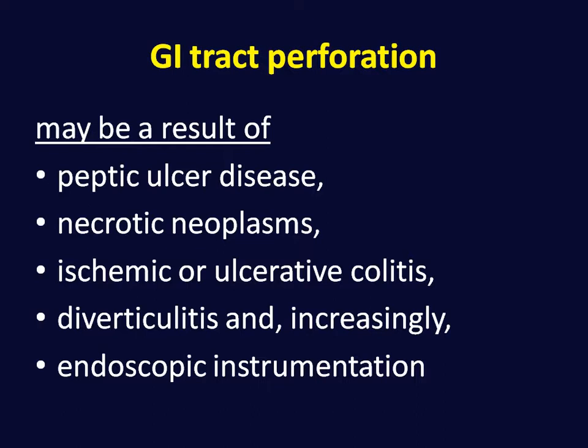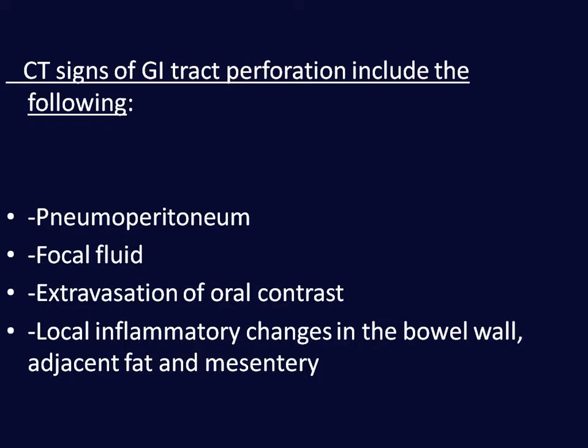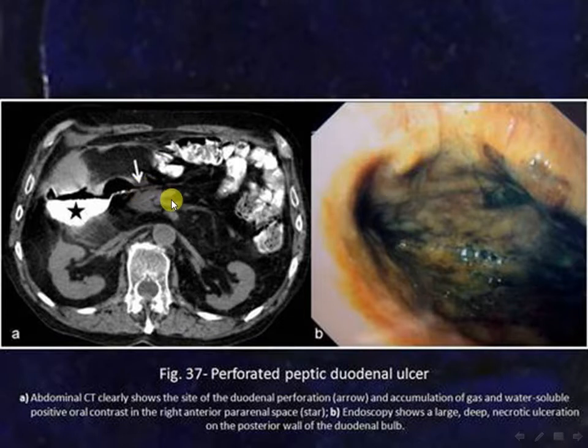GI perforation may be a result of peptic ulcer, necrotic neoplasms, ischemic or ulcerative colitis, diverticulitis, and increasingly endoscopic instrumentation, resulting in pneumoperitoneum, focal fluid collection, extravasation of oral contrast, and local inflammatory changes in the bowel wall, adjacent fat, and mesentery. For example, you can see here there is a perforation of the duodenum, resulting in fluid collection in the anterior pararenal space with stranding of the adjacent fat planes, and by endoscopy you can see a necrotic ulcer.